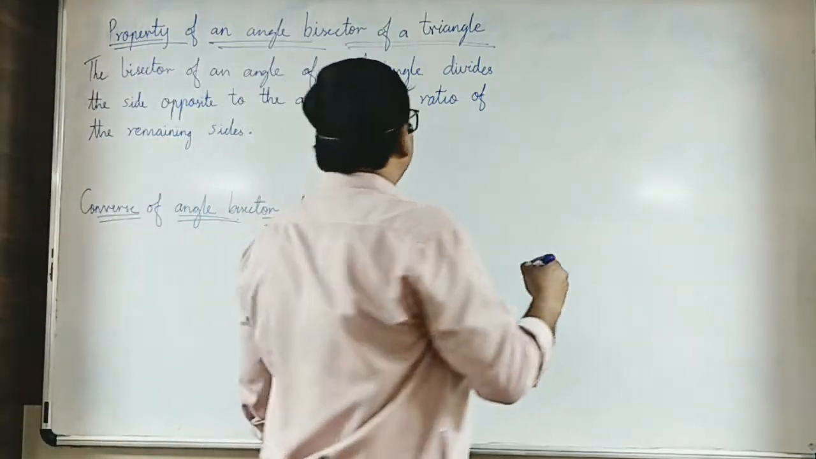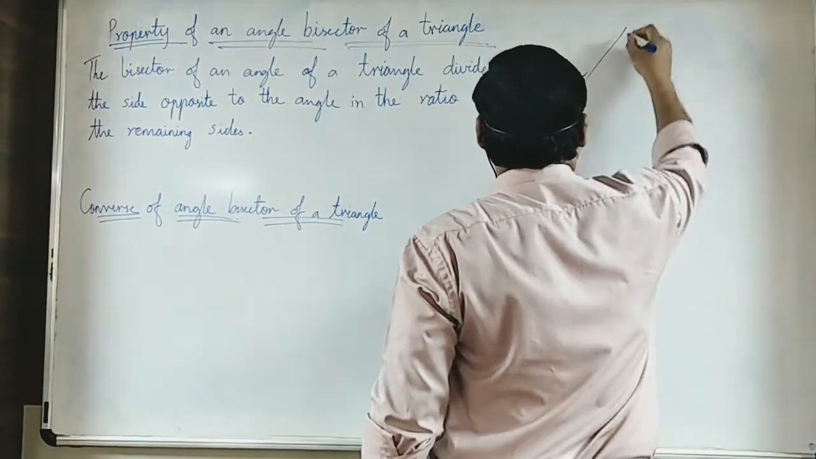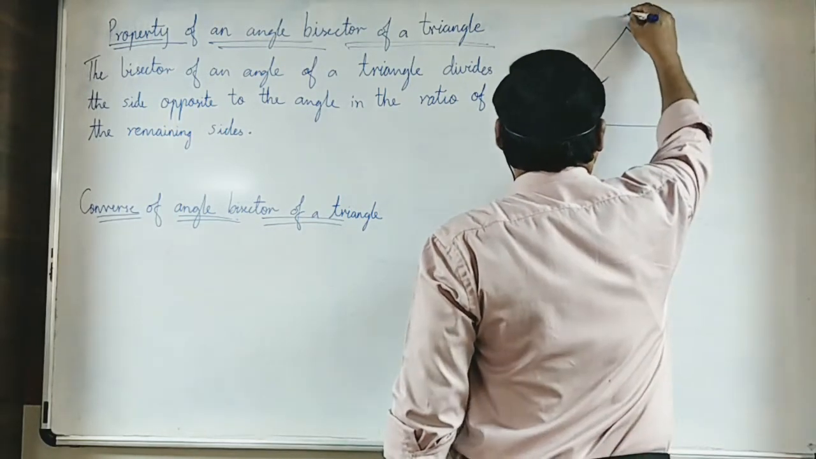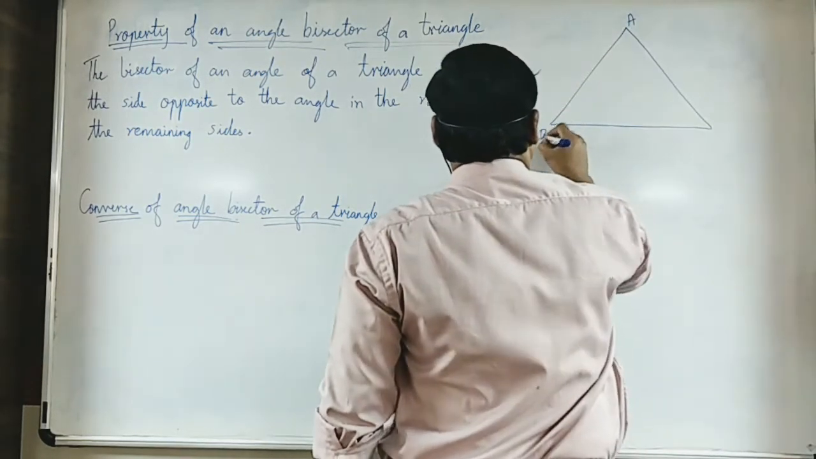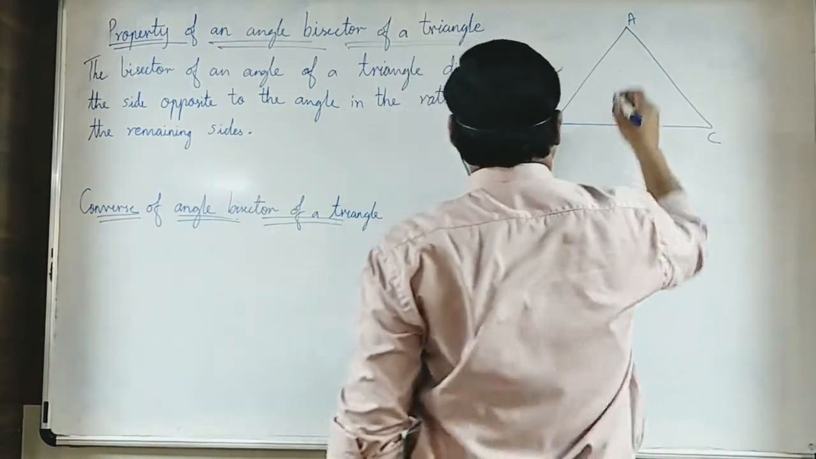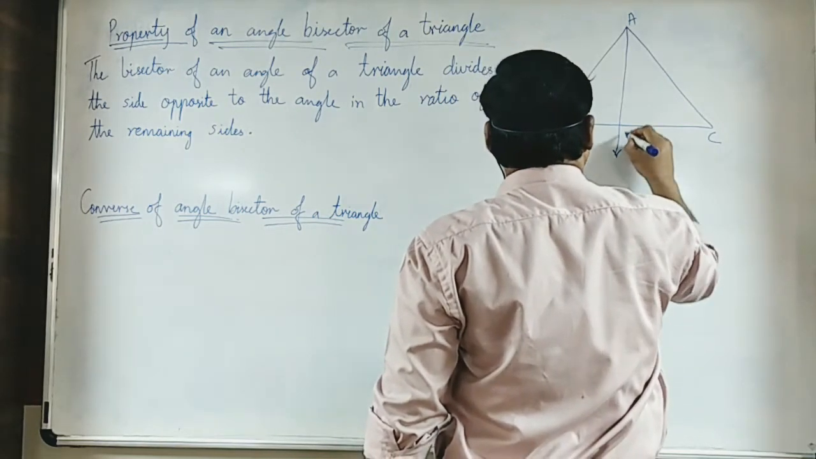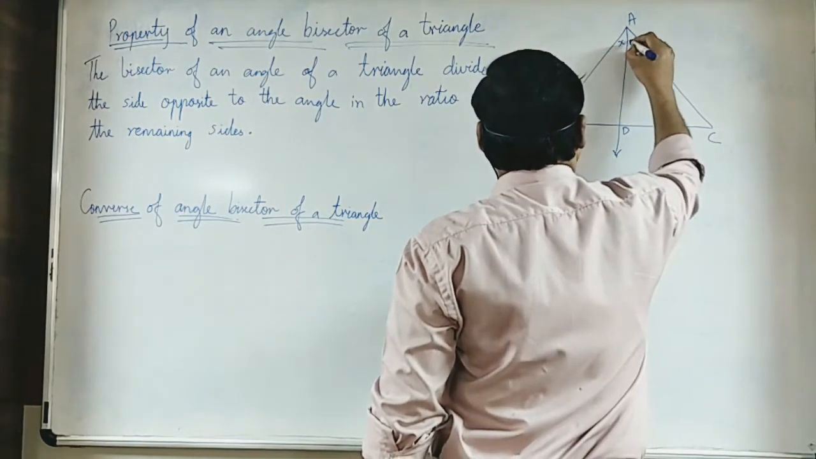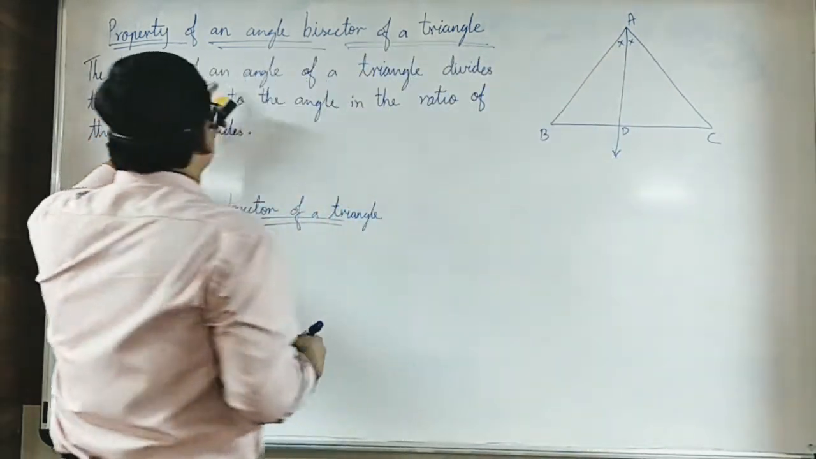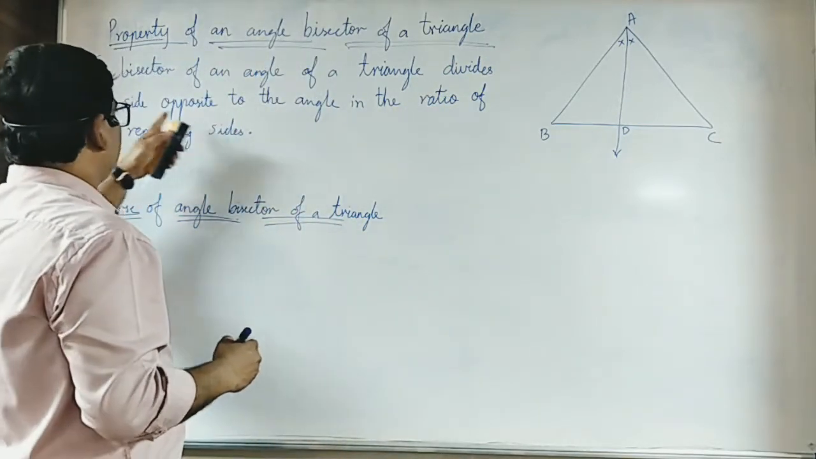Suppose we have the bisector of an angle of a triangle. So I must have a triangle here, triangle ABC, and a bisector of an angle of the triangle. In this case, AD is the bisector of an angle. You know what a bisector is? It cuts the angle into two equal parts. So the bisector of an angle of a triangle divides the side opposite to the angle.